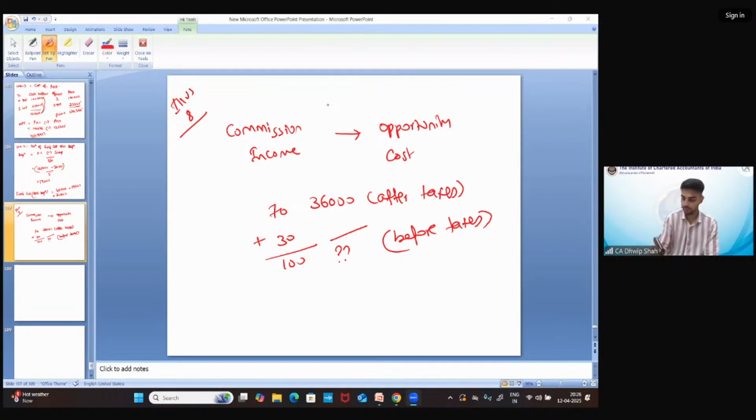51,430, yes. So when I say this 51,430 will be my opportunity cost, and opportunity cost, I explained to you that it has to be added with your other variable cost and fixed cost. Understood? Opportunity cost.